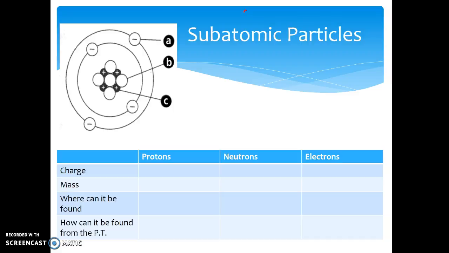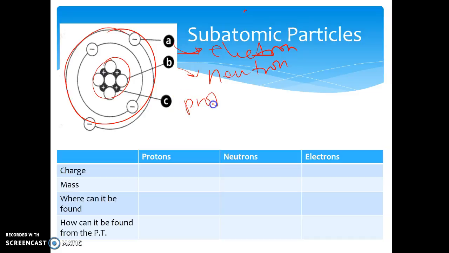Really quickly, we're going to run through this. Let's look at A. A has a negative charge, so that would be an electron. You also know that's an electron because it's found here in the shells, or the clouds, or the orbitals, whichever one you like to call it. If we take a look at B, B is pointing to here in the middle, in the nucleus. We can see that there's no charge on it, so that would be a neutron. And last but not least, C is pointing to a positive charge, and that would be our protons.